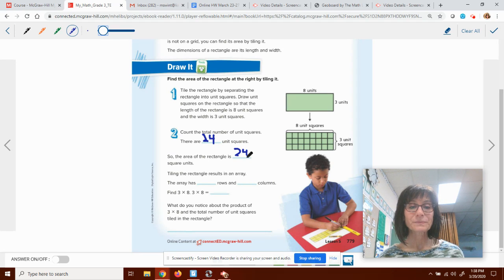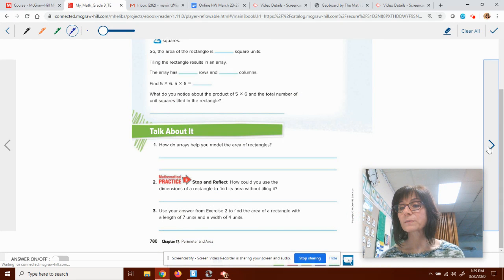square units. Tiling the rectangle shows the array. The array has 3 rows and 8 columns. 3 times 8 or 8 times 3, whichever you would want to say, is 24 square units. What do you notice about the product of 3 times 8 and the total number of unit squares tiled? Well, there's simply 24 unit squares. Let's go to the next page.